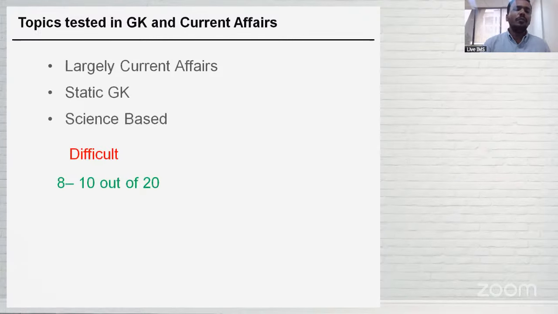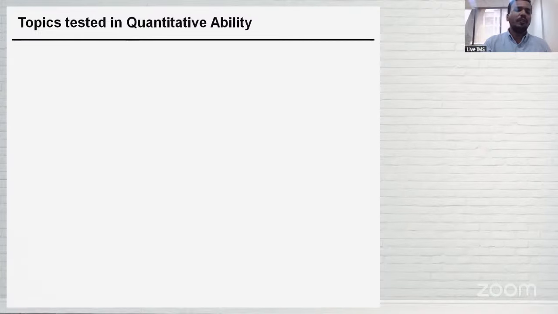Let us talk about the topics tested in GK and current affairs. Mainly the questions were based on static GK, science-based questions were there, and largely current affairs questions were asked. One of our students gave us the feedback that the question asked was how many prime ministers have been given the Bharat Ratna so far. And obviously, like every year, this particular section was quite on the difficult side. So you can say that 8 to 10 out of 20 questions is considered a good attempt over here.